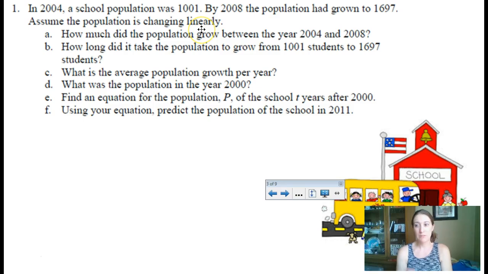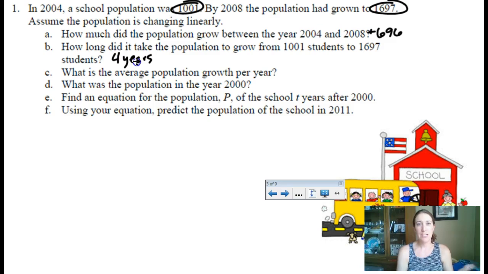So we just basically need to do a subtraction problem. So 2004 to 2008, the population went from 1001 to 1697. So a little bit of subtraction, that's 696 is the change. And it went up 696, so it might help you to put a little plus sign there. How long did it take that population to grow from 1001 to 1697? And that was 2004 to 2008, so 4 years.